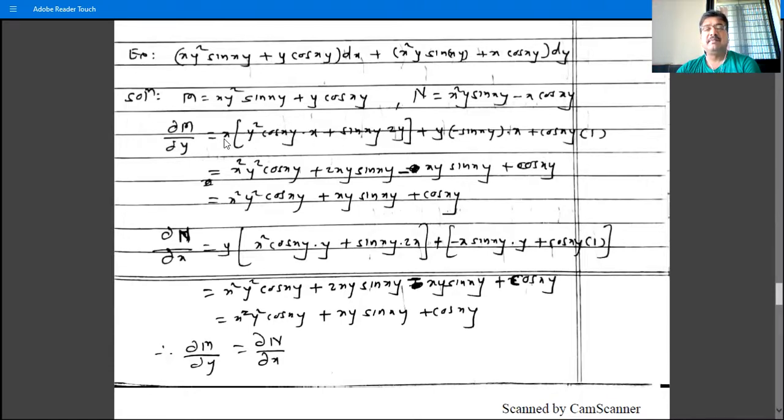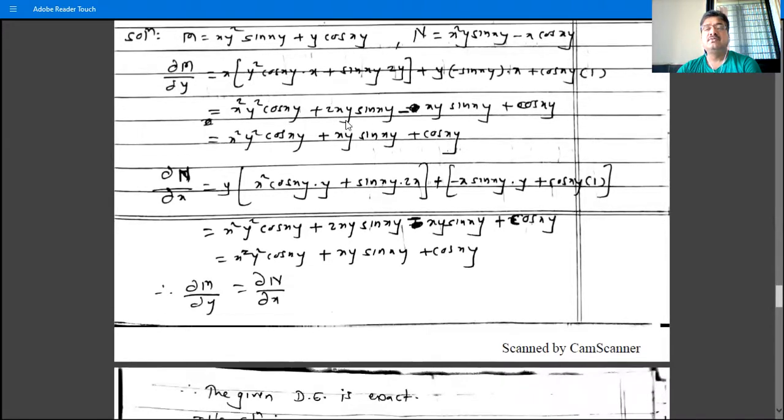So after multiplying this with x, and after simplification, we have 2xy sin(xy) and 2 minus xy sin(xy). This is 2 times, this is 1 time. So 2 times minus 1 time becomes 1 time xy sin(xy) cos(xy). So this is ∂M/∂y.